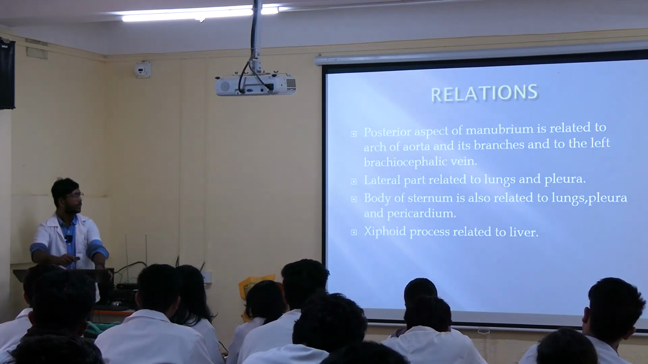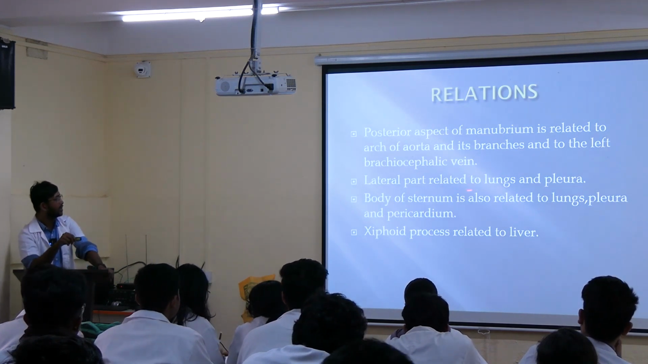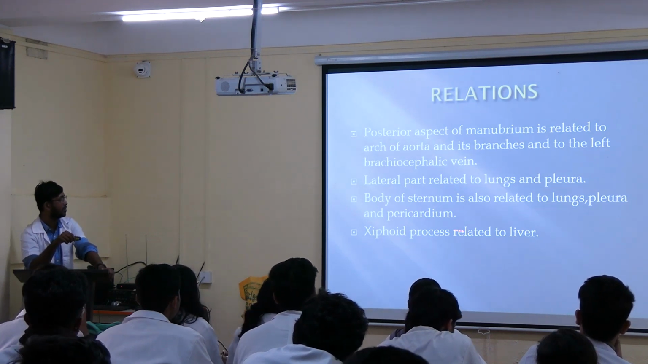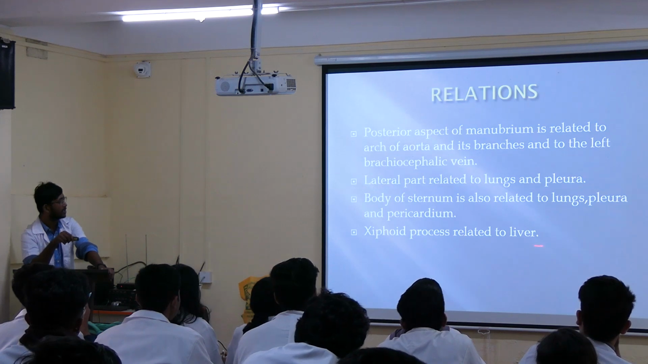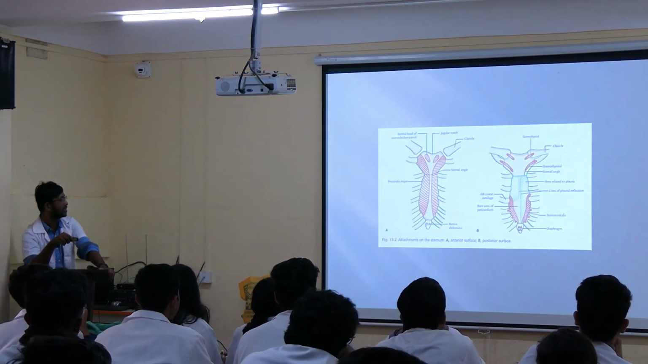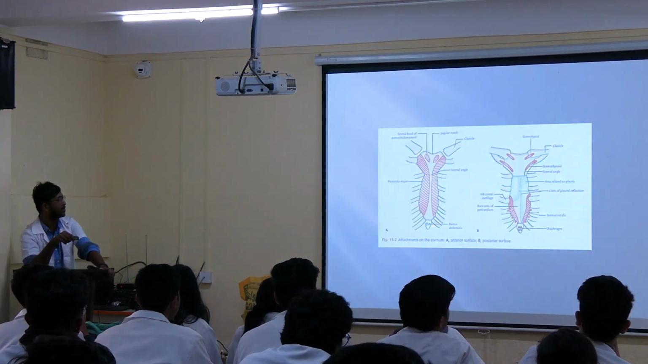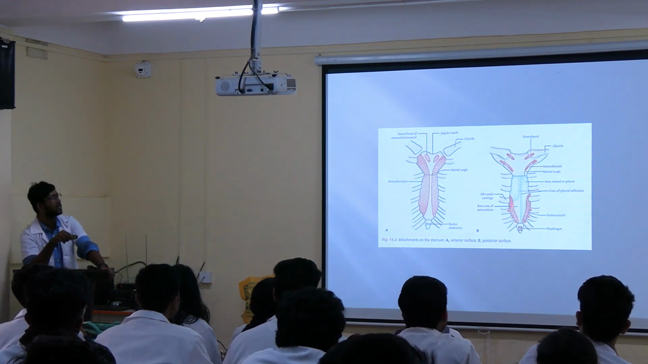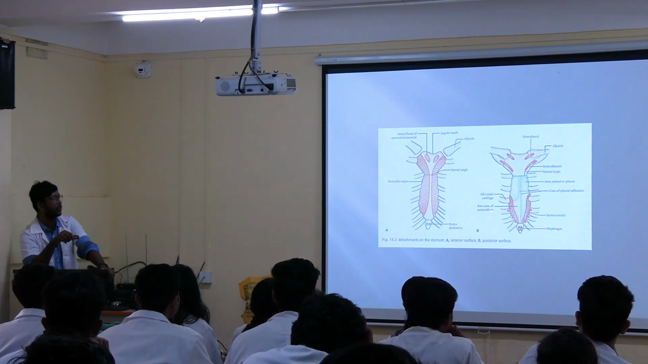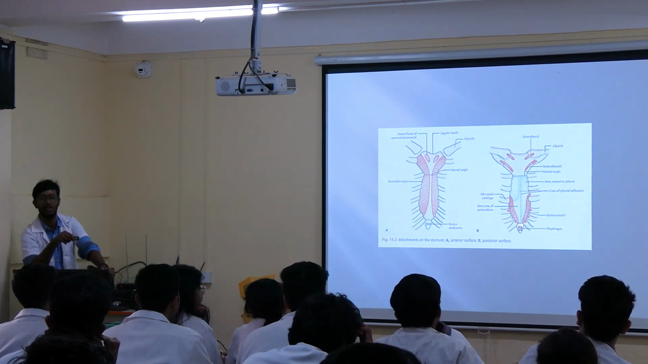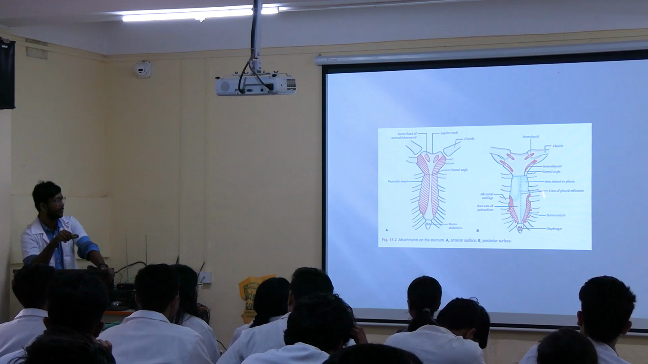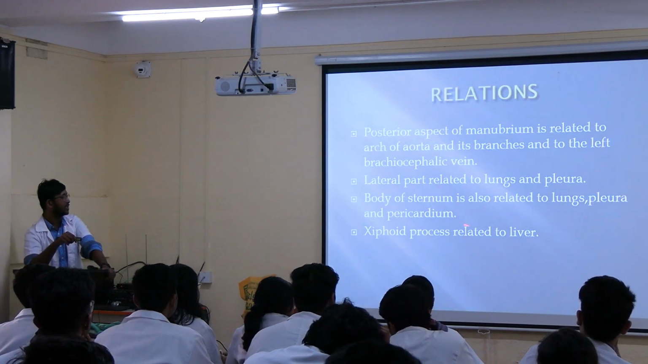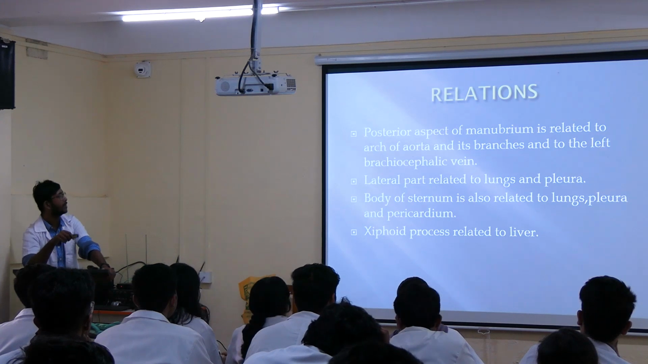On the lateral part, the body of the sternum is related to lungs, pleura and pericardium. The xiphoid process is related to the liver. The xiphoid process is almost up to the 7th costal cartilage, and the liver extends from about the 4th to 8th costal cartilage, sometimes up to the 11th also. So the xiphoid process is related to the liver.